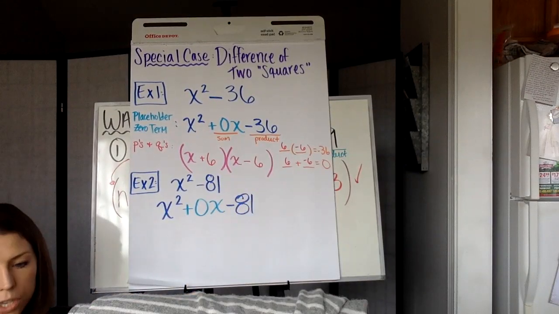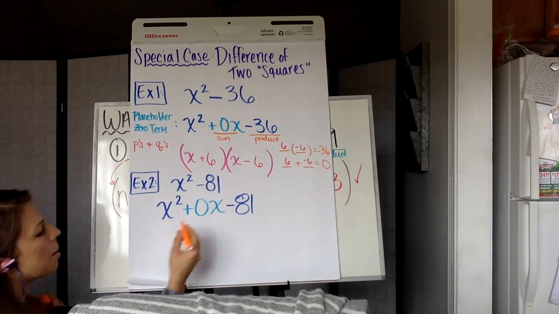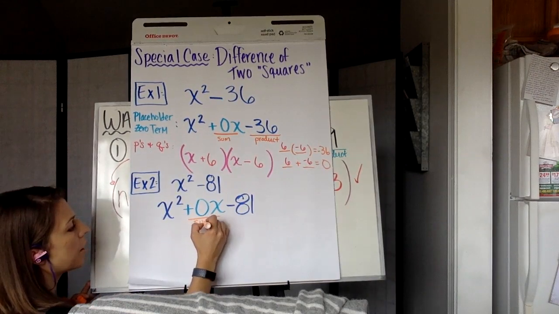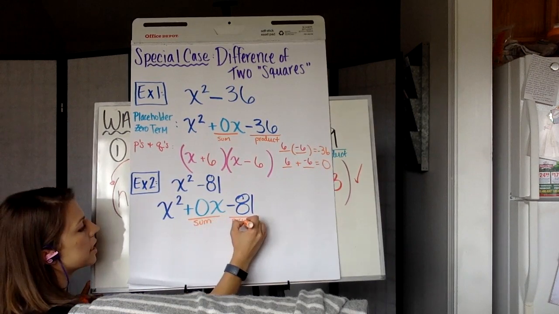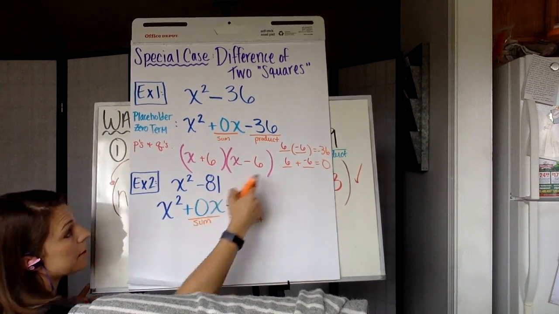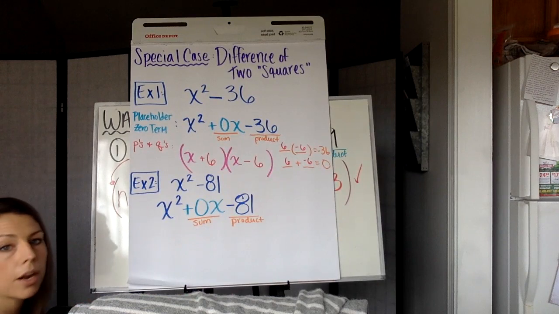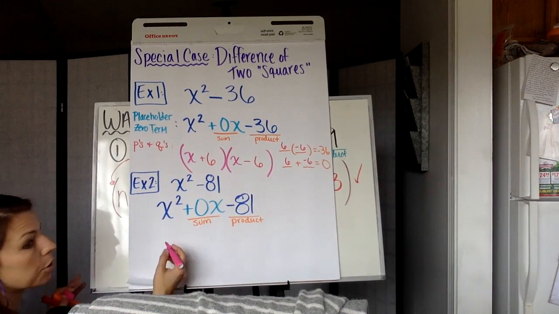Now I play the P's and Q's game. Here's the thing. My sum is 0. My product is negative 81, which again means it's going to be the same number, one positive, one negative. We call those 0 pairs.